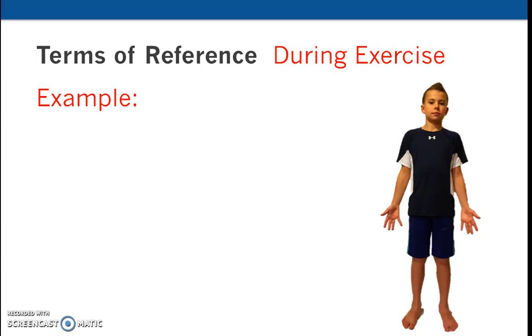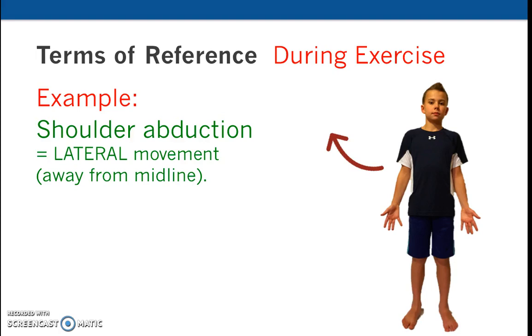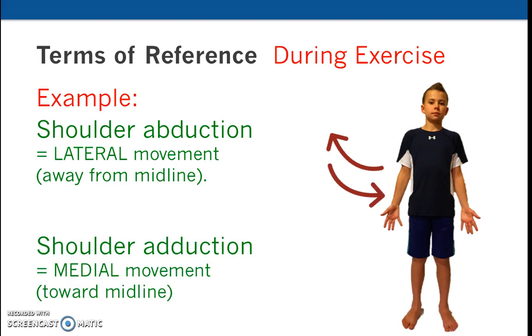All of these examples are of body parts. These terms of reference can also be used for describing body movements during exercise. For example, when you abduct your shoulder, your arm moves laterally away from the midline of the body along a frontal plane. When you adduct your shoulder, your arm moves medially toward the midline of the body along a frontal plane. We'll cover this more thoroughly in another video on joint actions.